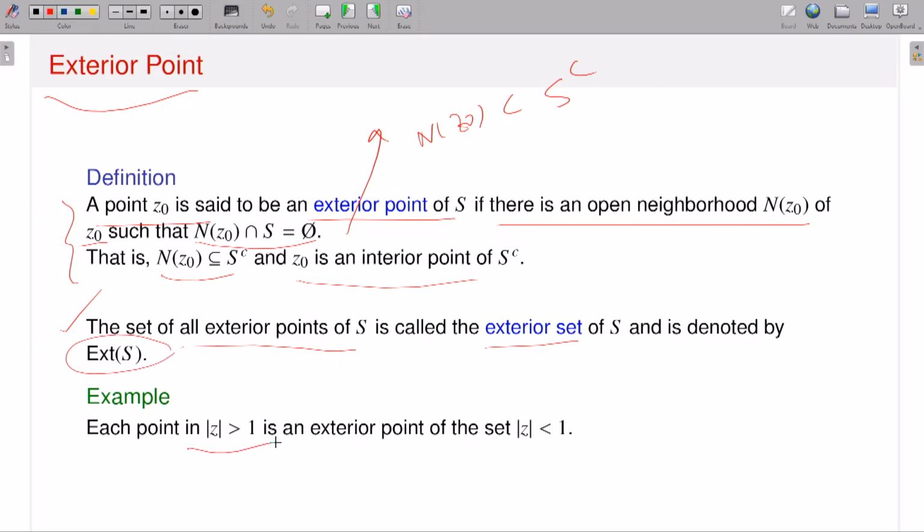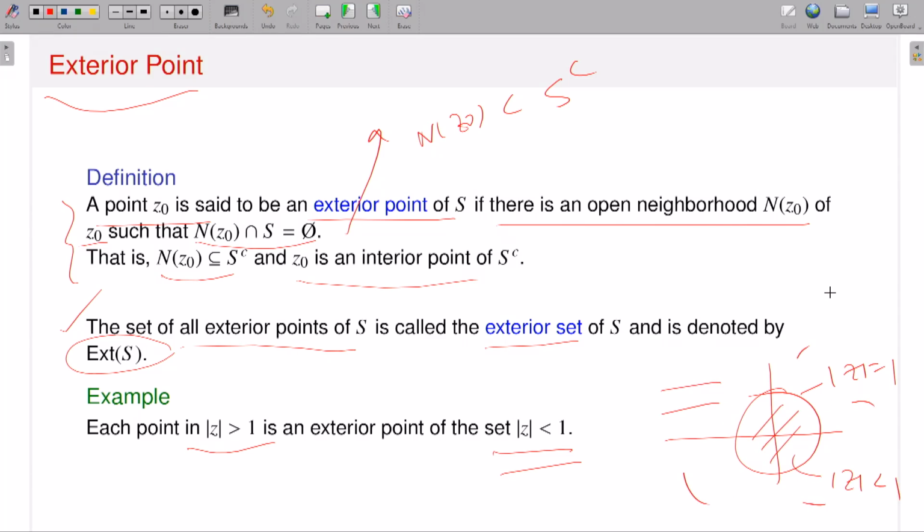So for example, if I consider the set mod Z is less than 1, what is it? This is my unit circle, so this is mod Z exactly equal to 1, this one is mod Z less than 1, and this is the region mod Z greater than 1. Now, what is the exterior of the set mod Z less than 1? This is actually the set mod Z greater than 1.